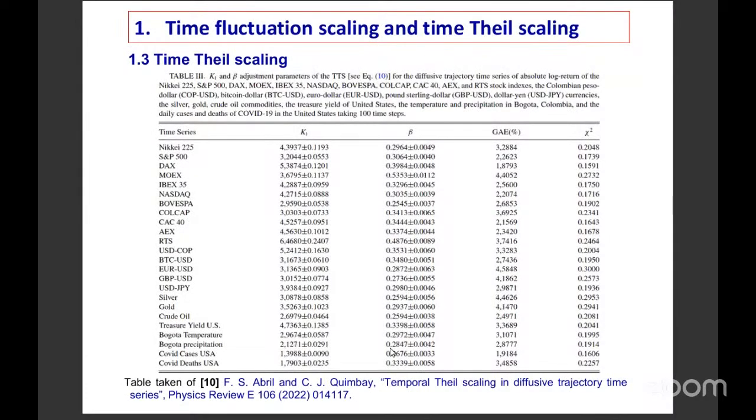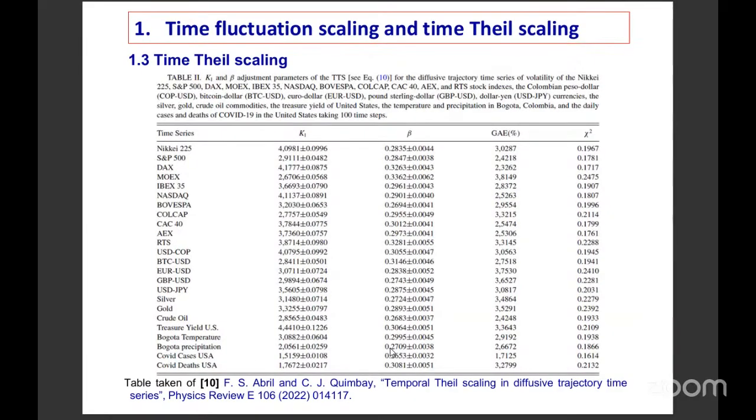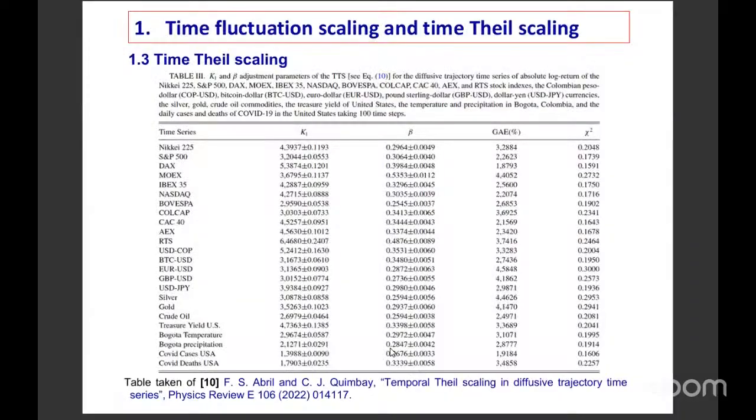This is for the case of volatility, and this table shows the results for the absolute log returns for different cases. Financial systems, here is the Bogota temperature, Bogota precipitation, COVID cases, COVID deaths in the United States. This means that this property is present in different contexts.